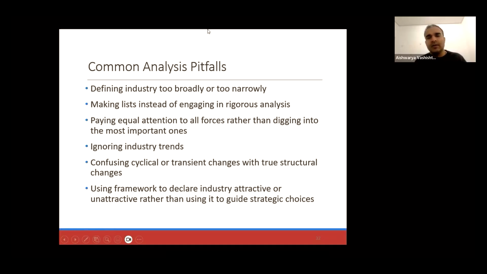Basically, we should prioritize our Porter's five forces. Which of the Porter's five forces we need to focus on the most, that we should prioritize. So this was chapter 2.